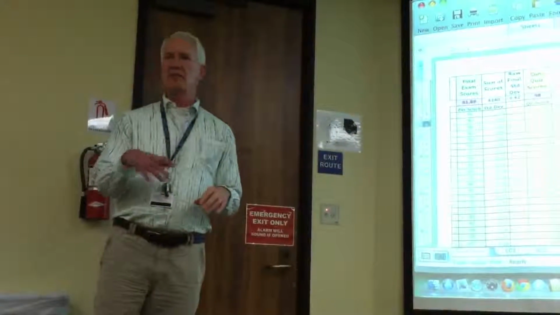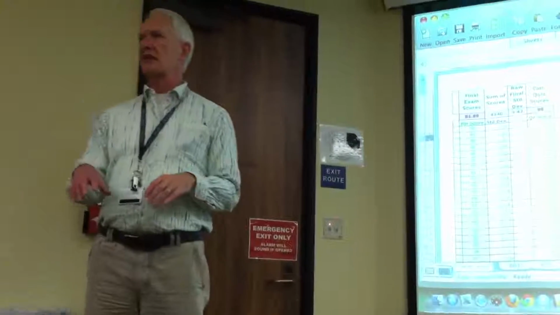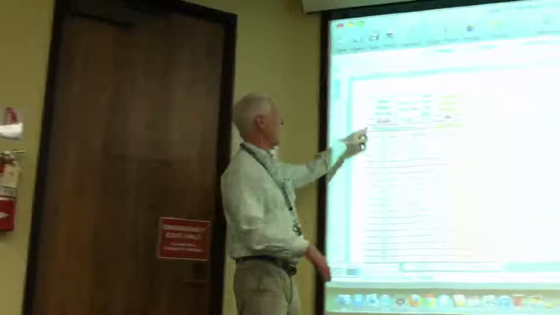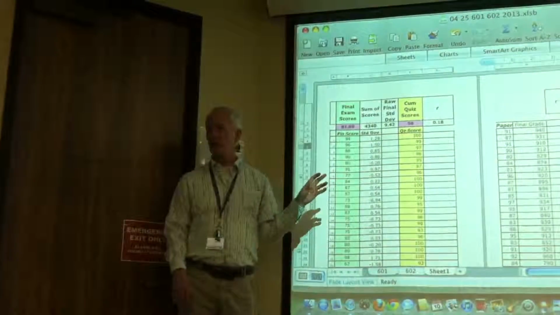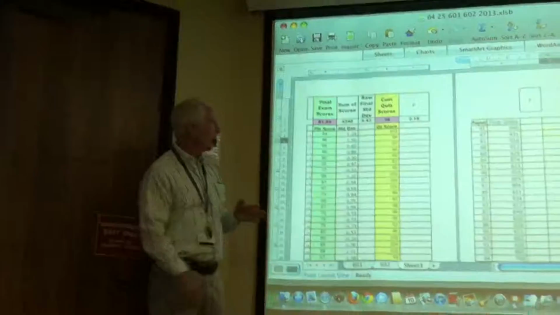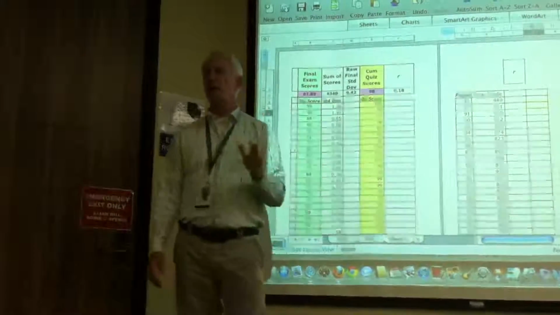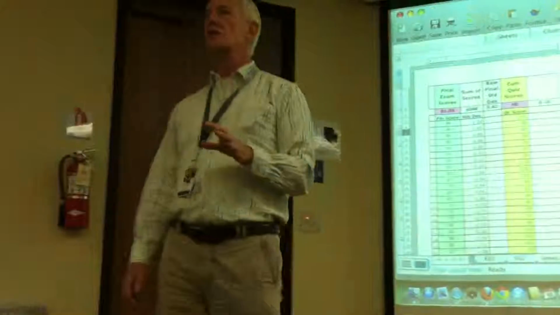That's after the ones that didn't pass took it a second time. This wasn't on the first try. The average on the first try was around the 79, so it came up a little bit. It turns out that the standard deviation on this final is 9.42. So what does that mean?